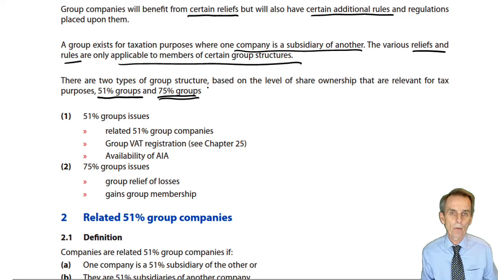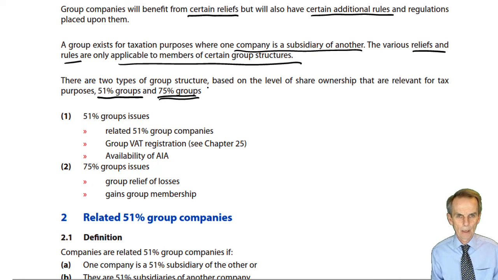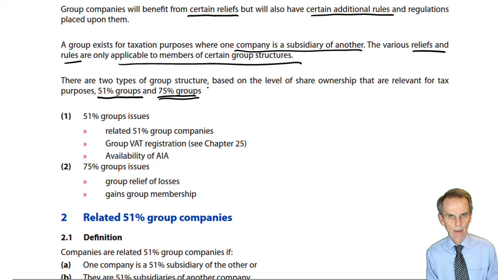What happens when we add into the mix the fact that the company that has experienced these losses doesn't exist in isolation, but is a member of a 75% group? Because group relief then comes into play. Now, group relief is probably the biggest area that we look at in this particular chapter. But in essence, the concept is very simple.